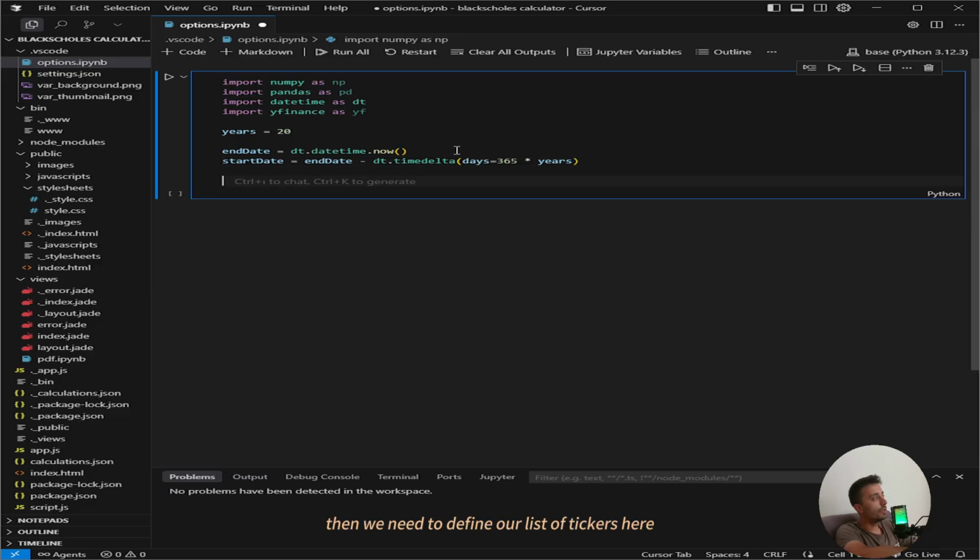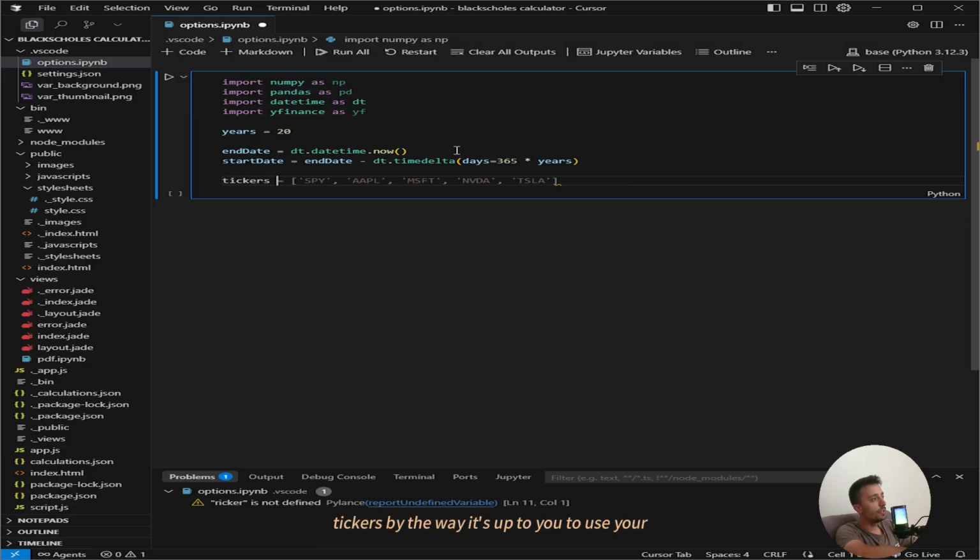And start date equals end date minus datetime timedelta of 365 times years, because we have 365 days in a year. Then we need to define our list of tickers here. By the way, it's up to you to use your desired tickers, I mean stocks.